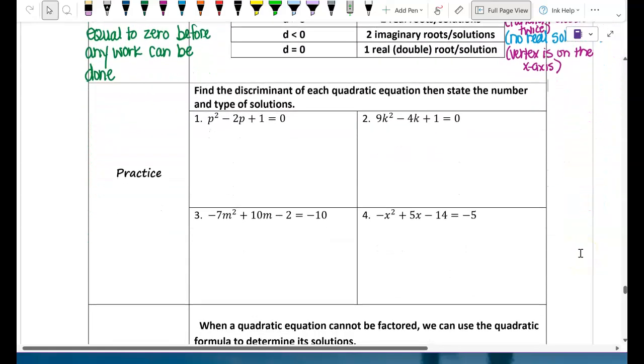So here, the first set of examples: find the discriminant of each quadratic equation, then state the number and types of solutions. So here we have p squared minus 2p plus 1 equals 0.